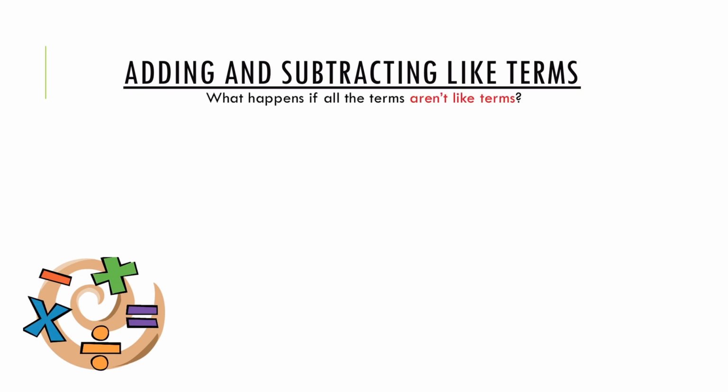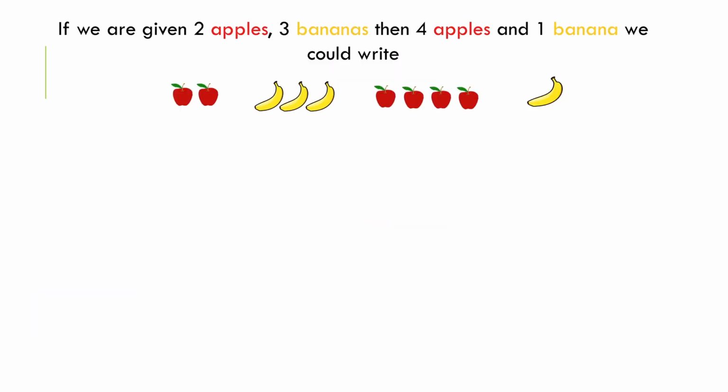So what happens if all the terms aren't like terms? For example, if we have 2a plus 3b plus 4a plus b. Now we can see that this is a mixture of a's and b's, so we can't just add it all together. How do we calculate this? So if we put this in terms of apples and bananas, this is like being given 2 apples, 3 bananas, 4 apples and 1 banana.